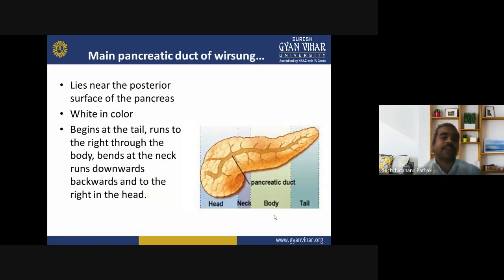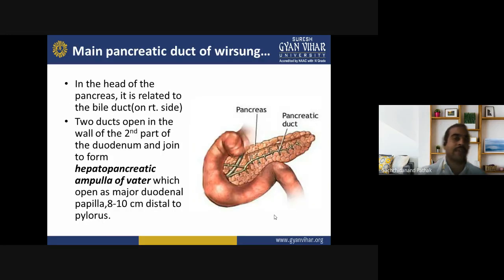The main pancreatic duct lies near the posterior surface of the pancreas, white in color. It begins at the tail, runs to the right through the body, bends at the neck, and runs downward and backward to the right, into the head. We have already seen this structure. You can see the pancreatic duct there: head, neck, body, tail, and how it travels.